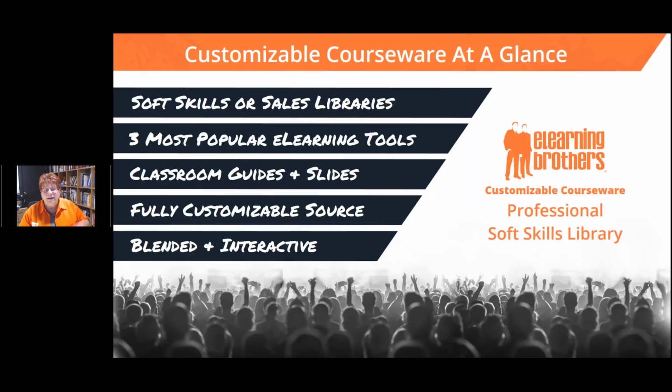So just very quickly, right now we have two main libraries for our Customizable Courseware. We have a soft skills library, and currently in production, our professional sales Griffin Hill Sales System library. When you buy the Customizable Courseware, it's templates only carried through to the point where these are actual courses, and you get them in the 3 most popular e-learning tools. You get the classroom guides and slides, fully customizable source code. We give you the source to work with, licensed for 3 years, blended and interactive.